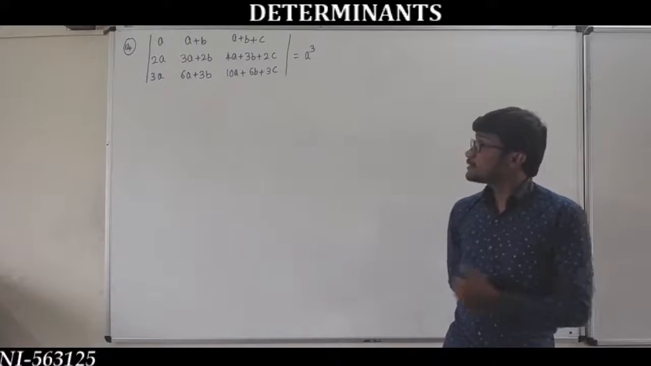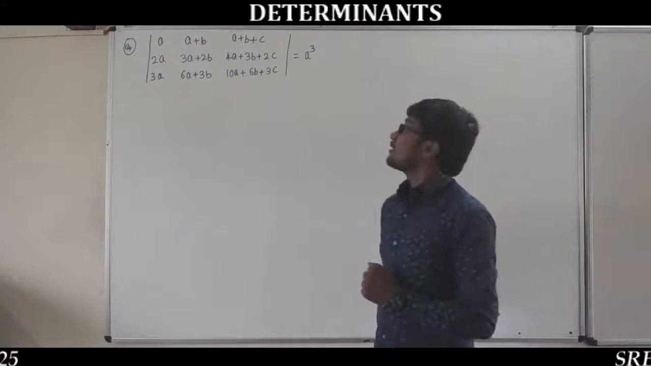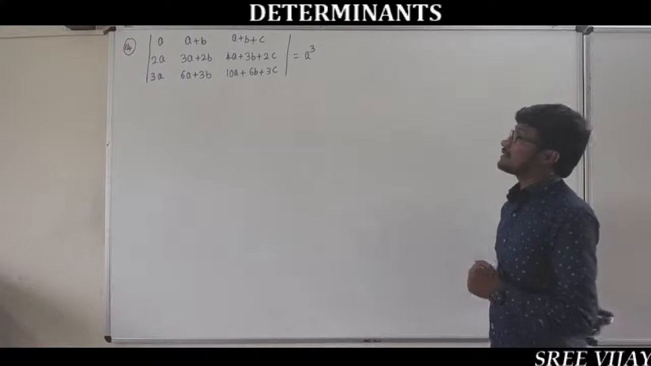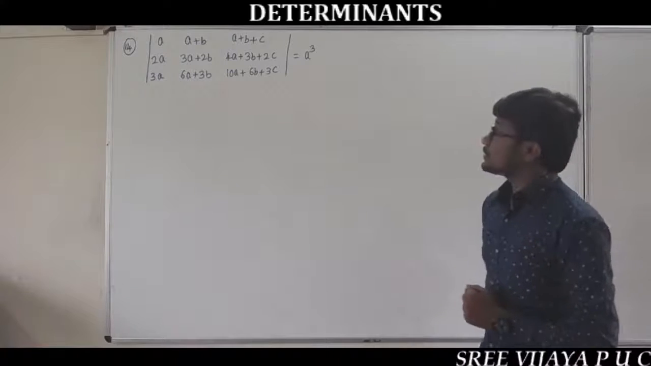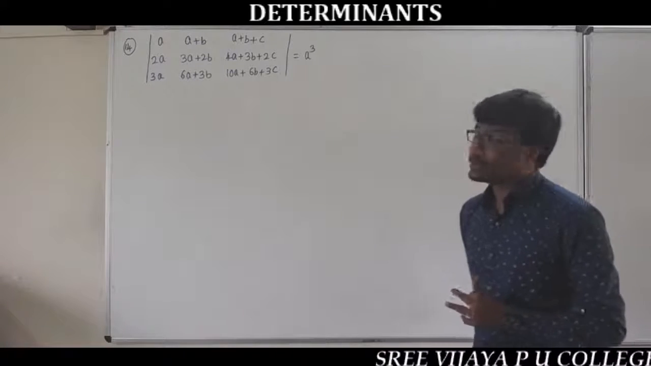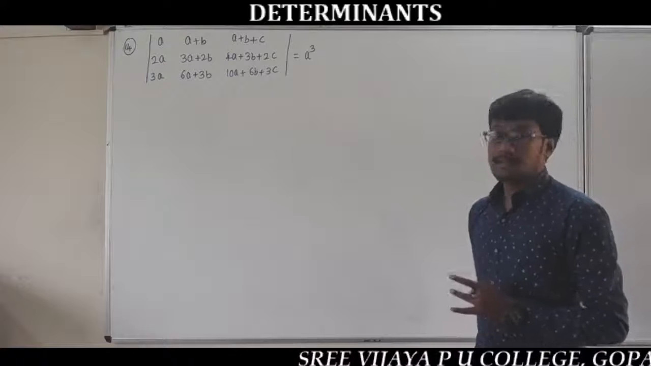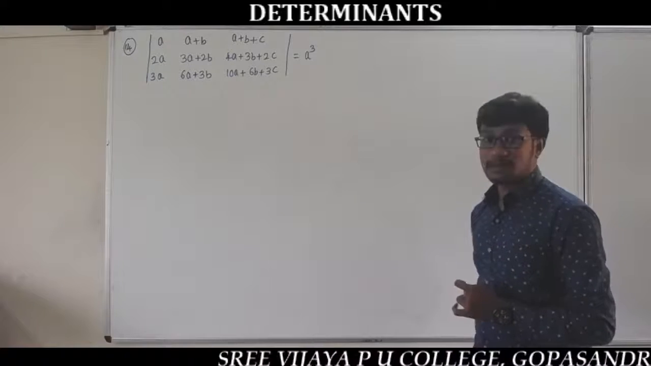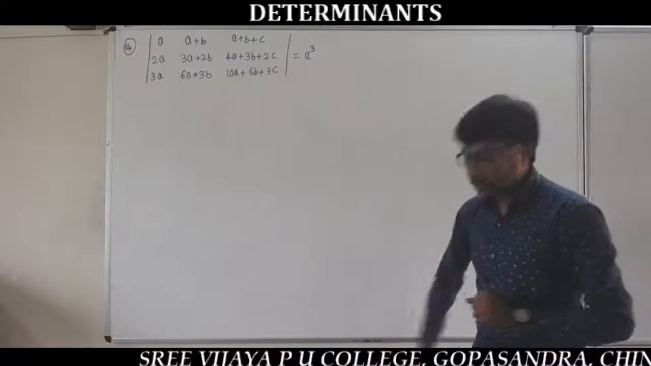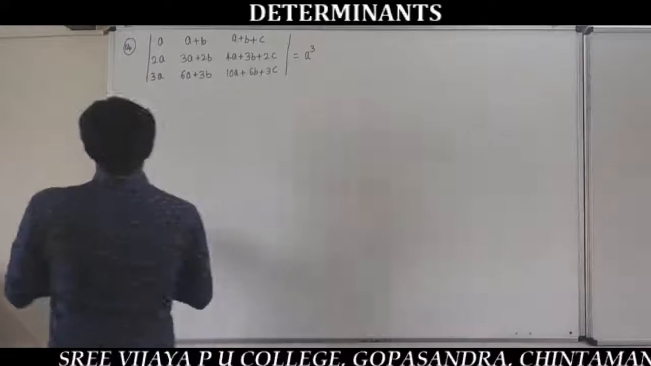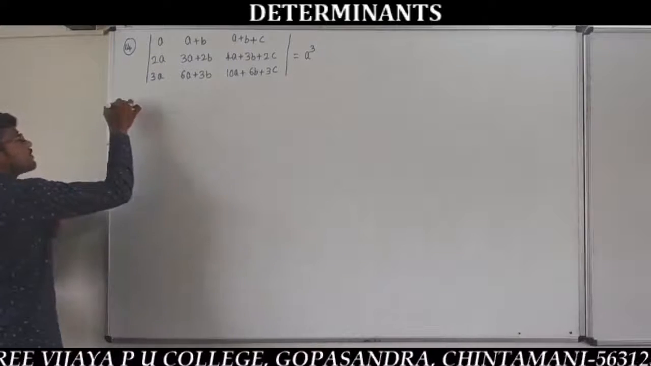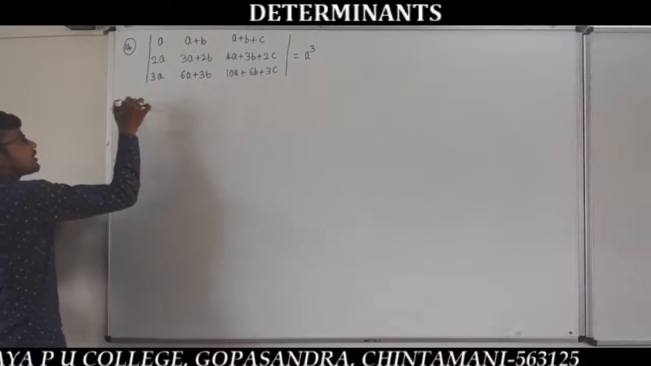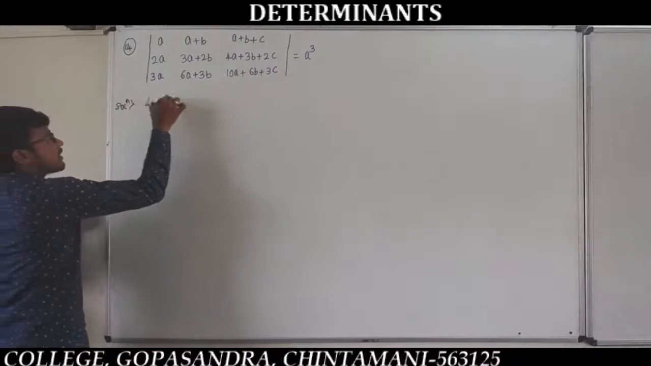Good. The next one is the determinant of a plus b plus c, 2a, 3a plus 2b, 4a plus 3b plus 2c, 3a, 6a plus 3b, 10a plus 6b plus 3c, which will be equal to a cube. For the properties, we take the LHS and prove the RHS. So let us take the LHS.